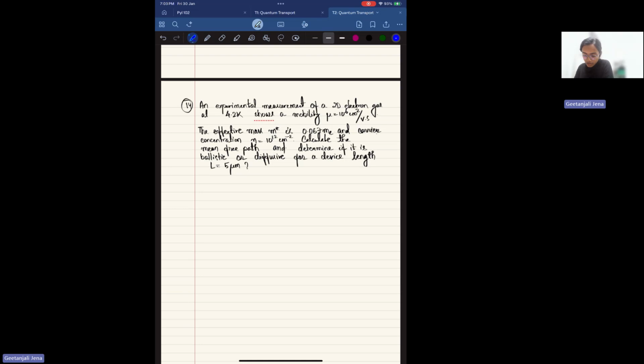So first we need to calculate the mean free path. Then we need to determine, for this mean free path, the type of transport, whether it will be diffusive or ballistic if the device length is 5 micrometer. I will give you some time to think about how to solve it. Then I will start showing the solution.